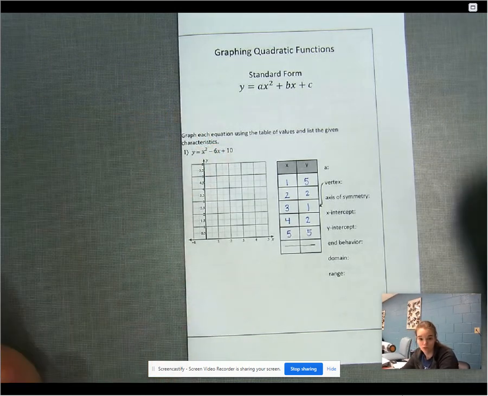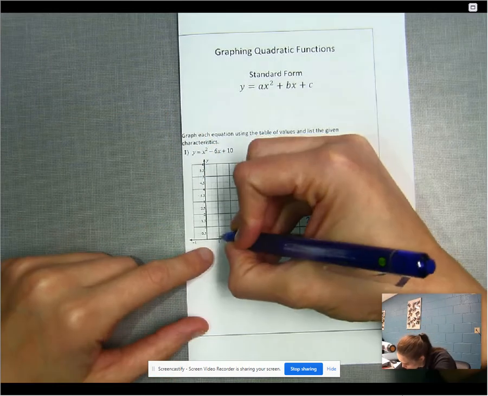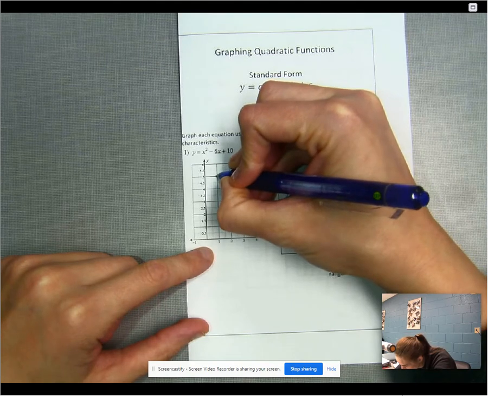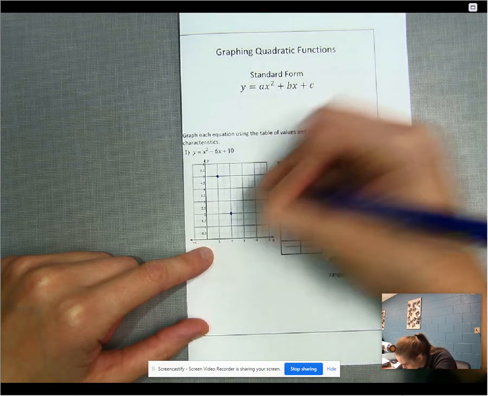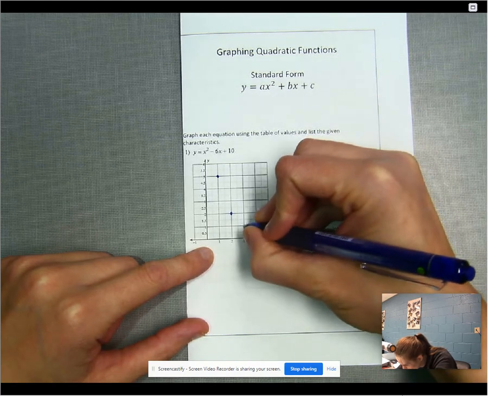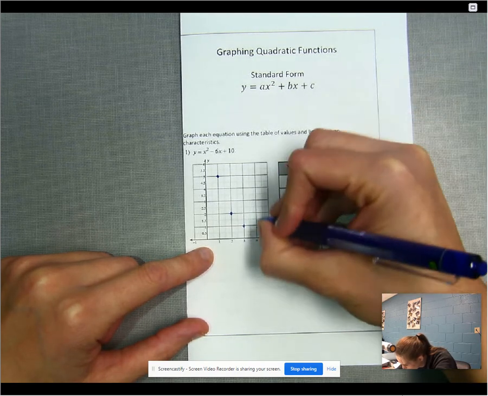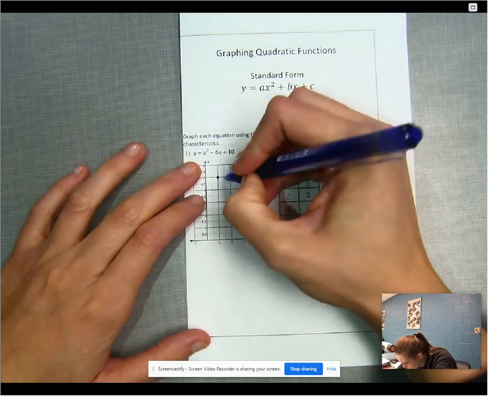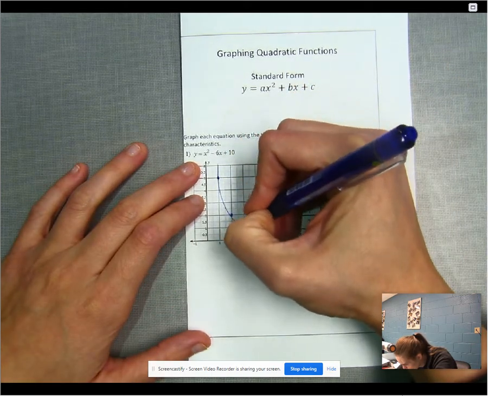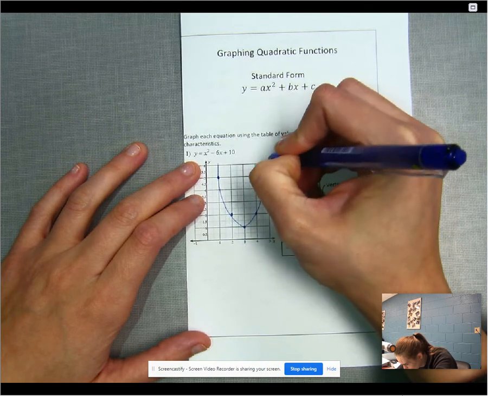All right, so let's graph. 1, 5, 2, 2, 3, 1, 4, 2, 5, 5. I do have a U shape, which was what I was looking for. And then we're going to talk about each of the pieces.